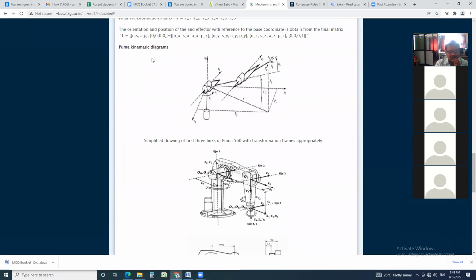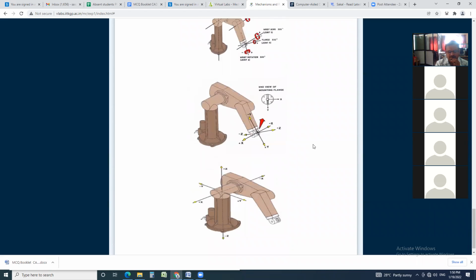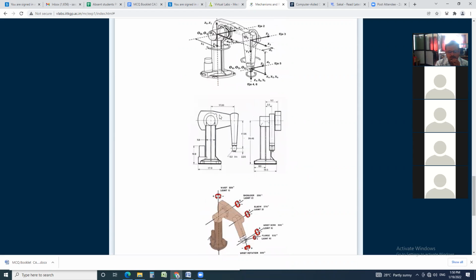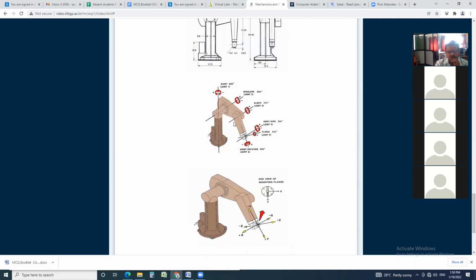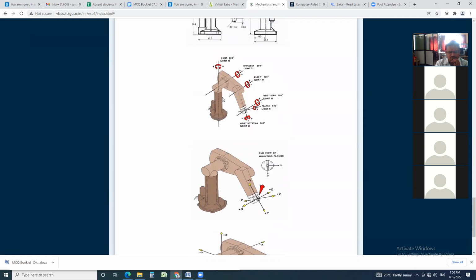Now, Puma kinematics diagram. See that this is the robot. Kinematic means motion, the study of motion. Therefore, this diagram indicates different joint motions of the Puma robot. A simplified drawing of the first three links of Puma 560 with transformation frames appropriately assigned. See that when this Puma robot moves, how the different positions of the joints will be.